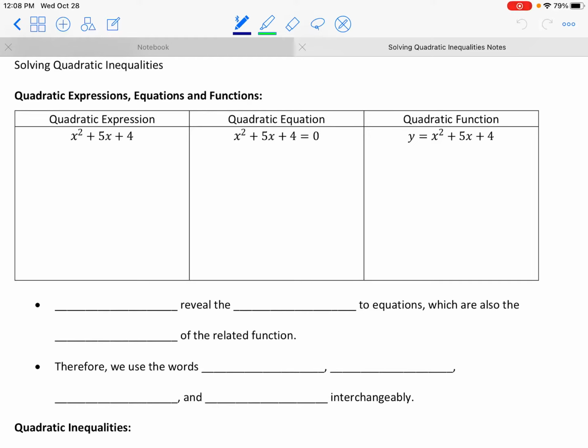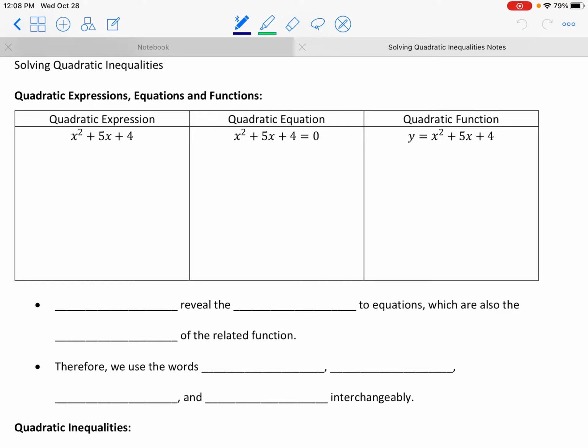Hello and welcome to our final lesson, our final topic for this module, which is solving quadratic inequalities. So before we get to the inequalities, I just want to recap a little bit and show you some connections, okay? So we started, I think it was back in module 1.5. I don't know. It's been a little while.